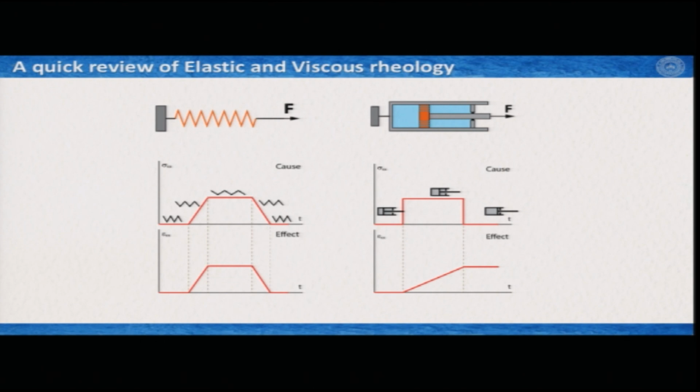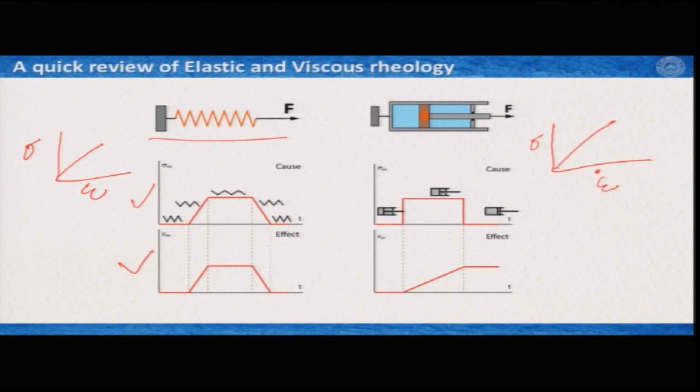We know that elastic rheology is explained by a spring, and the stress-strain curve is linear, something like that. This is your stress, this is your strain, and this is the stress versus time and strain versus time response. Whereas viscosity is explained by a dashpot, and here we generally explain it with a stress versus strain rate curve, which is like this for a linear viscous material, and this is your stress versus time and strain versus time curve, where time corresponds to stress and strain.